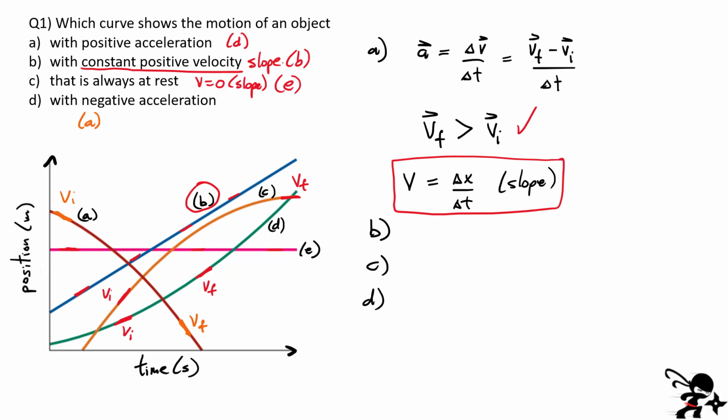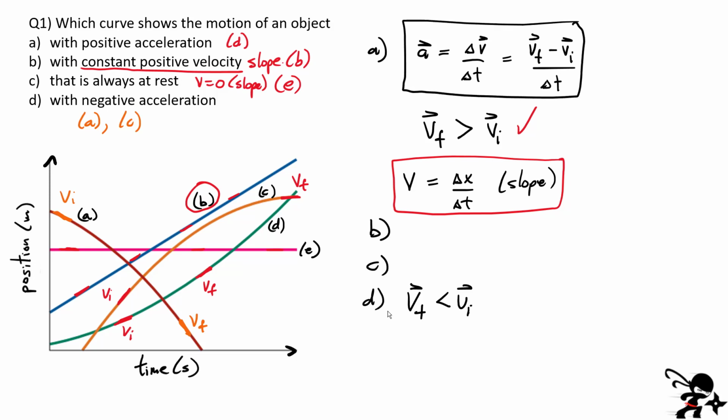We have A, which is a case where the final velocity is smaller than the initial velocity. And also, what else? Curve C. So we have two choices with negative acceleration. All right, hopefully that one makes sense to you. Again, for negative acceleration, we require that my final velocity is less than the initial velocity. And in that case, this equation right here is going to give us a negative number. All right, let's go to the next problem.